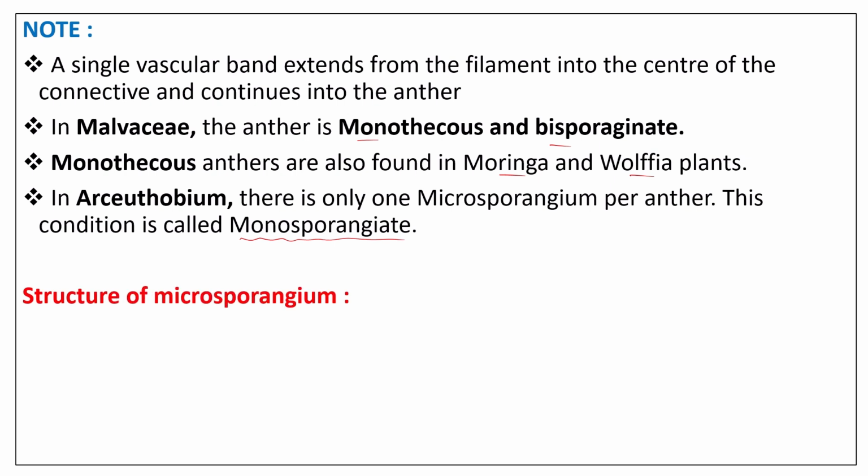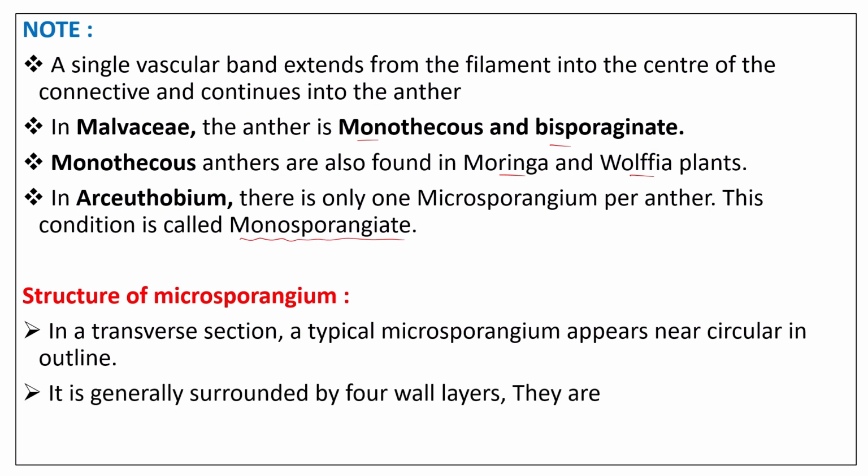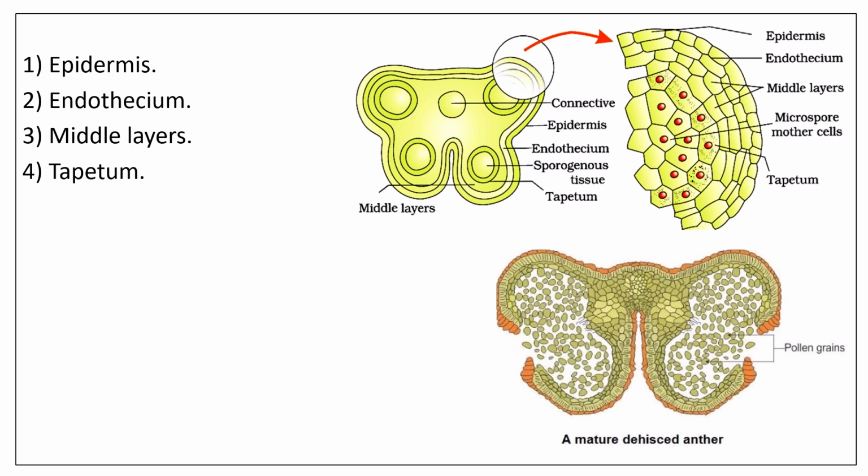Next, structure of microsporangium. In a transverse section, a typical microsporangium appears near circular in outline. It is generally surrounded by 4 wall layers. They are: 1. Epidermis. 2. Endothecium. 3. Middle layers. 4. Tapetum. Let's discuss one by one.